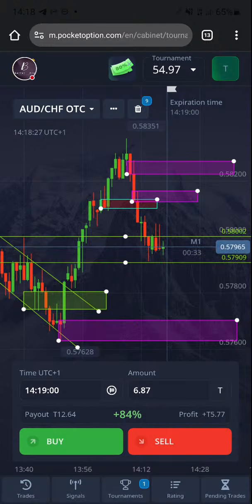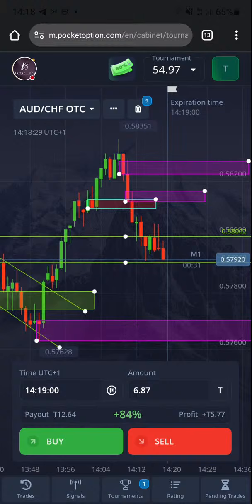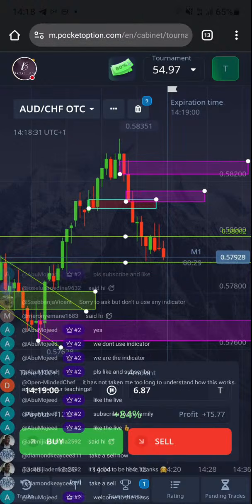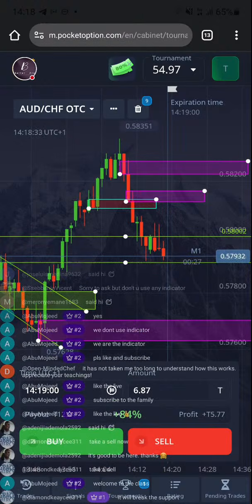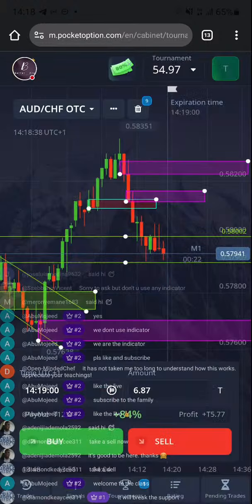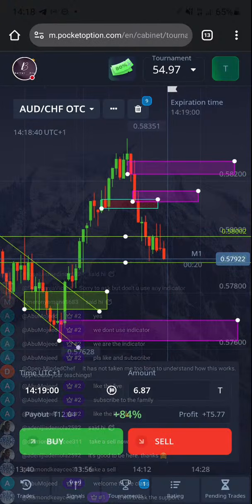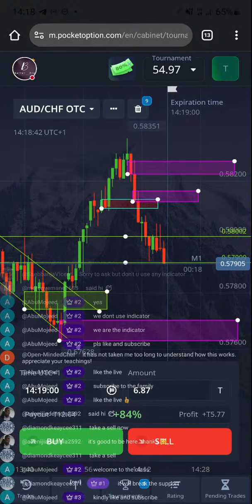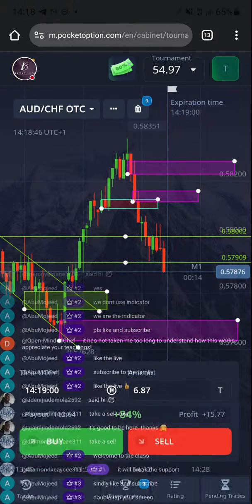So as I was saying, what's going to happen is that it will break the supports. Yeah, it's possible it will break the supports. You understand? But breaking the support is not a strategy. You understand? We're trading our own strategy right now.